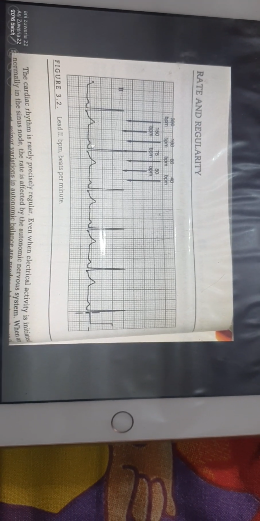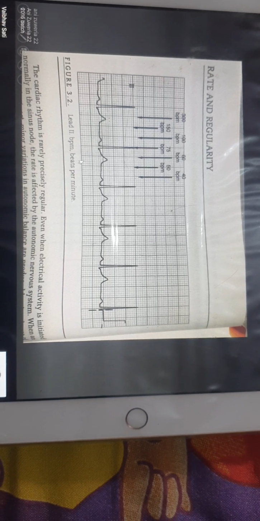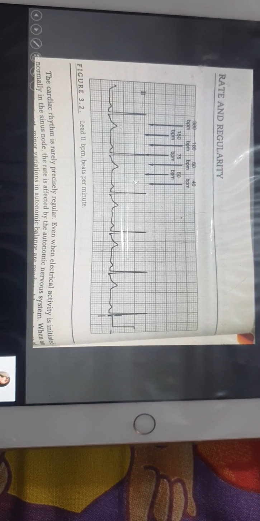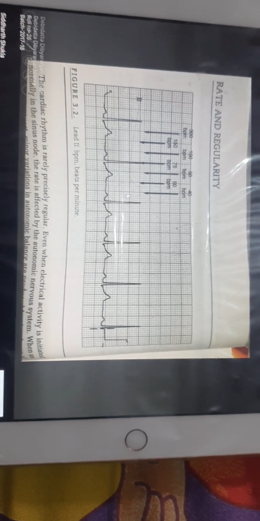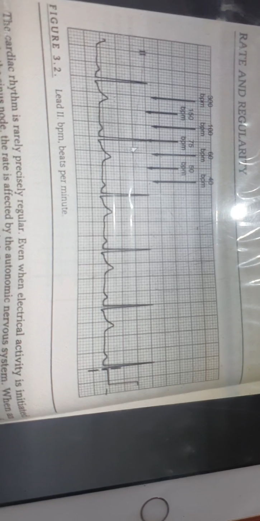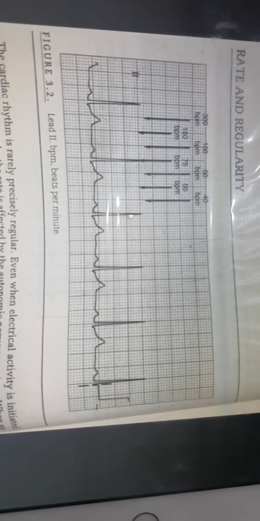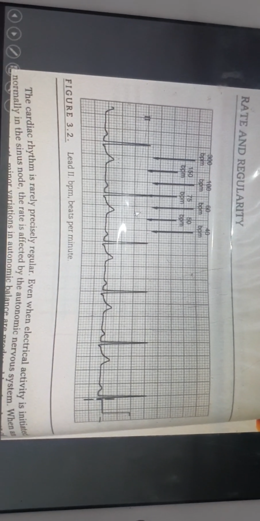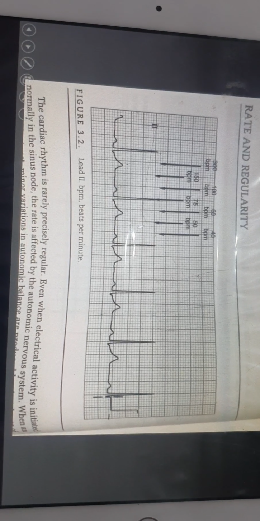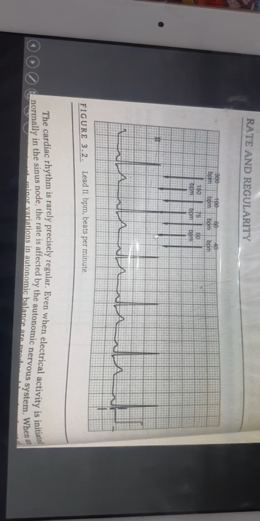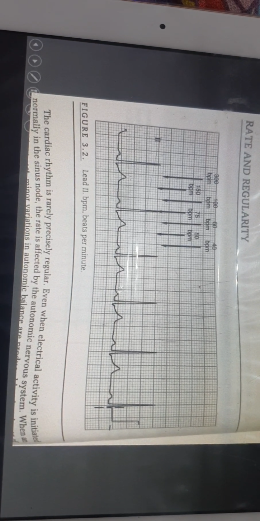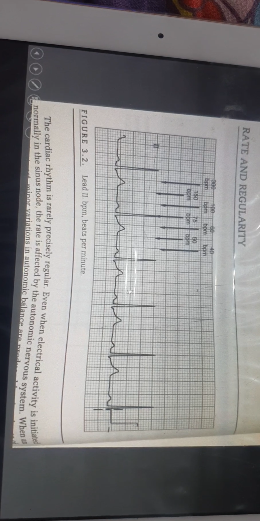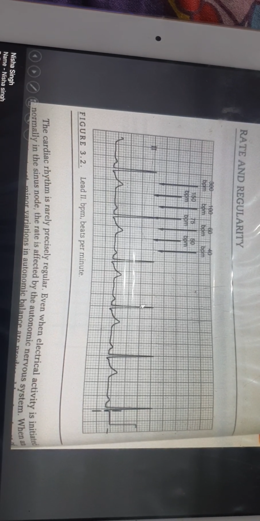So how is the rate calculated? The rate is calculated by dividing 300 by the number of large squares between the two QRS complexes. Suppose we see two RR complexes, and between two RR we have 1, 2, 3 and 4 large squares. So the heart rate will be 300 divided by 4, or 75 beats per minute. Like this we can calculate.